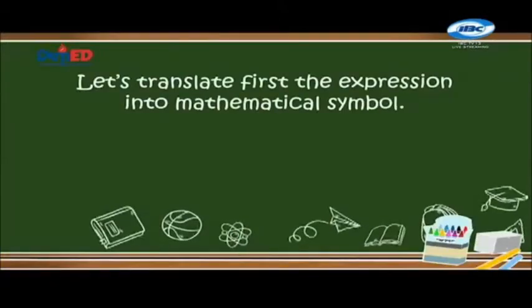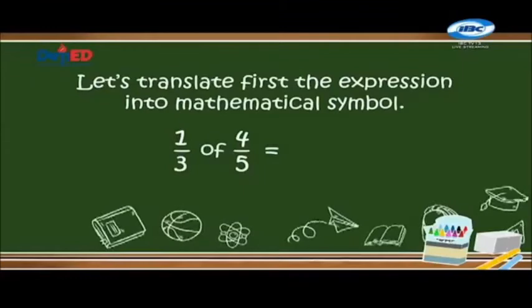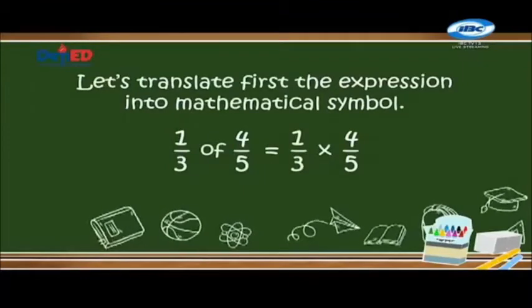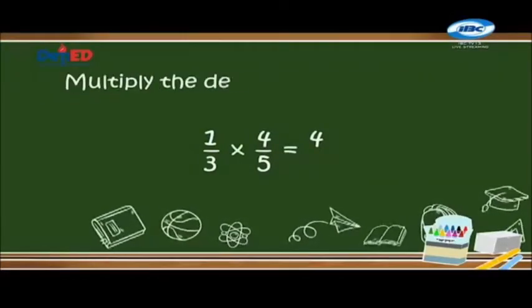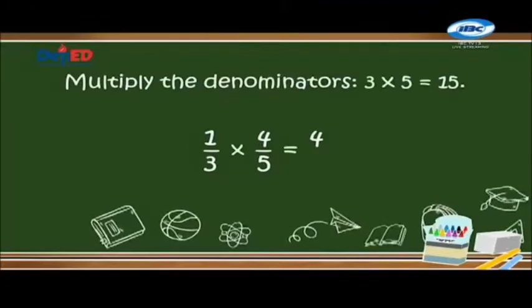Let's translate first the expression into mathematical symbol. 1/3 of 4/5 is equal to 1/3 times 4/5. In multiplying simple fractions, multiply first the numerators. 1 times 4 equals 4. Then, multiply the denominators. 3 times 5 equals 15.